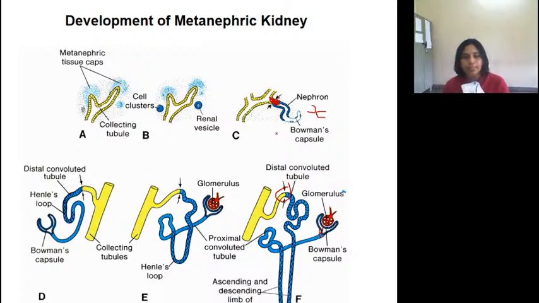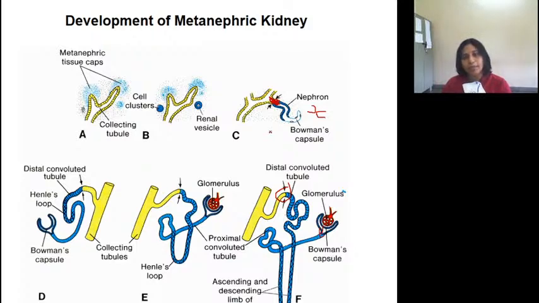the polycystic kidneys. There are two types of polycystic kidneys. One is the adult polycystic kidney, and the other is the infant polycystic kidney. Both are genetic abnormalities. The adult polycystic kidney is inherited by an autosomal dominant pattern of inheritance, and the infant polycystic kidney is autosomal recessive. So, two types of polycystic kidneys.